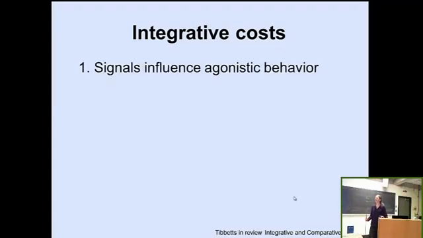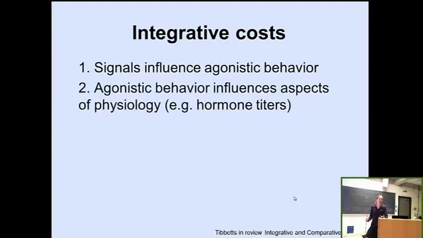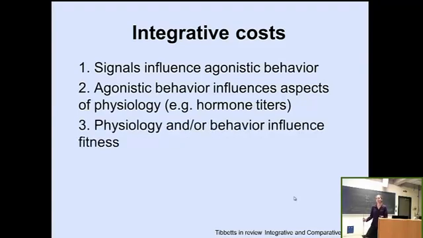It just has three simple requirements. First, signals have to influence agonistic behavior, aggressive behavior. Secondly, the aggressive behavior has to influence aspects of physiology like hormone titers. And third, physiology and/or behavior has to influence fitness. So I'm going to talk about these three requirements in paper wasps, and we'll see whether or not it fits. So the first requirement, I hope I've already convinced you that signals in paper wasps influence agonistic behavior.